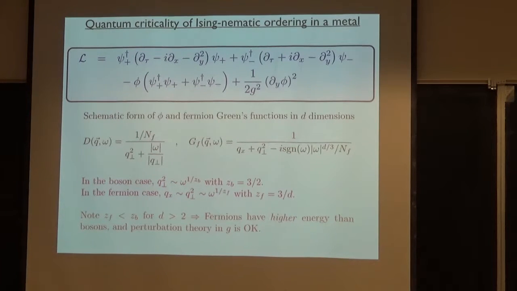What this means is that if I pick a given wave vector and look at the typical energy of the boson fluctuation, it's smaller than the energy of the fermion fluctuation, because Z boson is bigger than Zx. If omega goes as Q to the Z, if Q is fixed and Z becomes larger, omega becomes smaller. So the bosonic fluctuations are lower in energy at a given scale than the typical fermionic fluctuation. That's telling you the bosons are most singular.